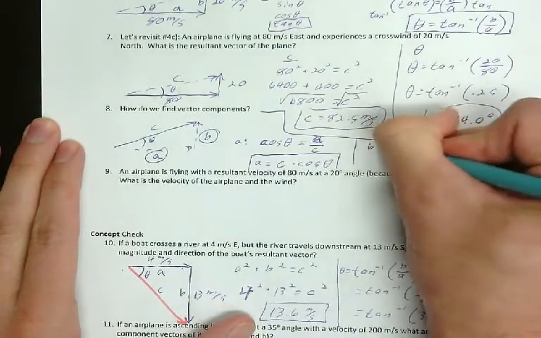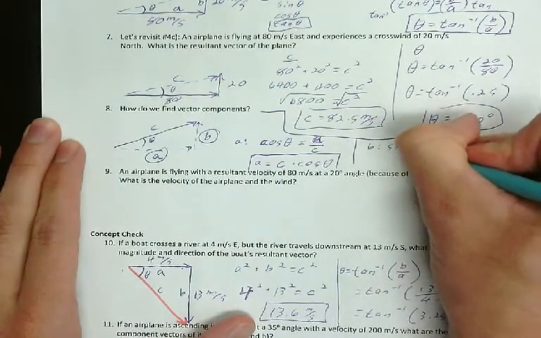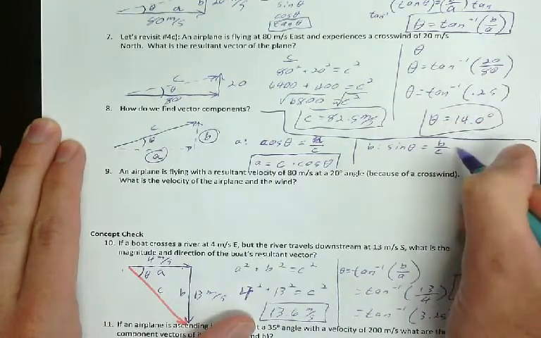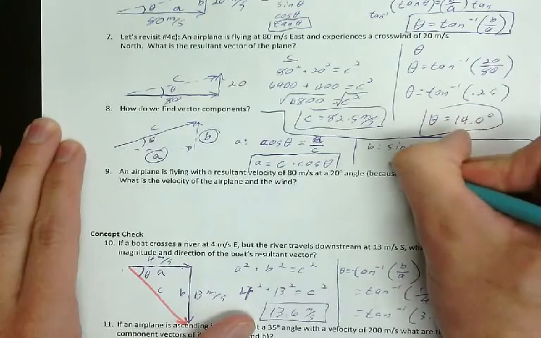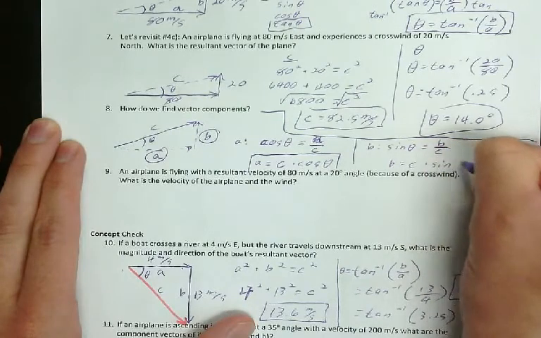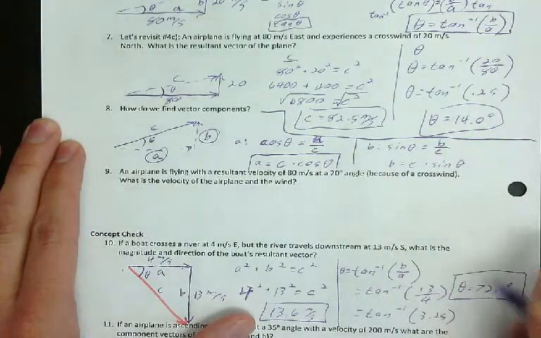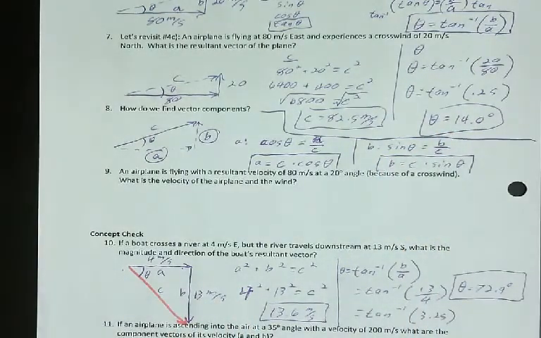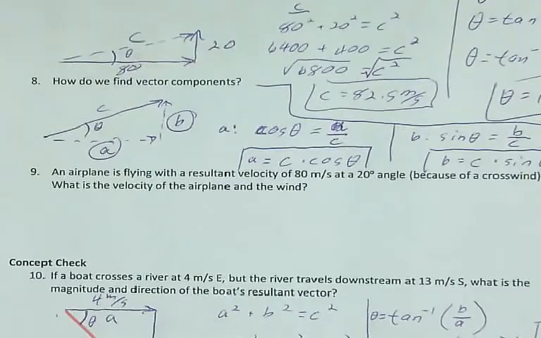Then B. Sine theta is what we're going to use for B. It's B over C. Again, I'm going to multiply C to both sides. B equals C times sine theta. That's your second equation. There's the equations.